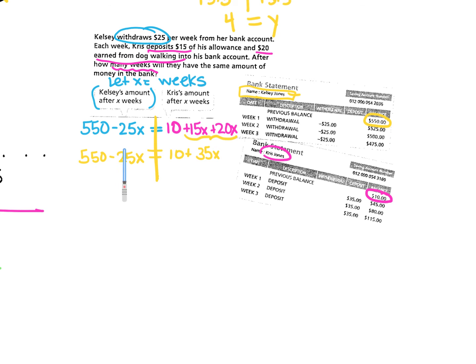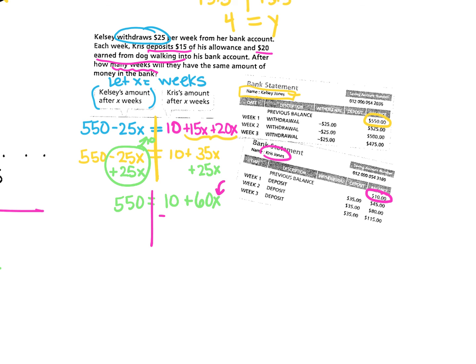I am going to take this minus 25x because it's smaller than plus 35x, and I am going to cancel it out by adding 25x. This becomes 0. They cancel each other out. All I'm left with is 550 on the left-hand side. Because I did that on the left, I have to do it on the right, and I'm going to line it up with the other x here. Okay, so then we're going to have 10 plus 35x plus 25x is going to be 60x. It's looking better and better every time.